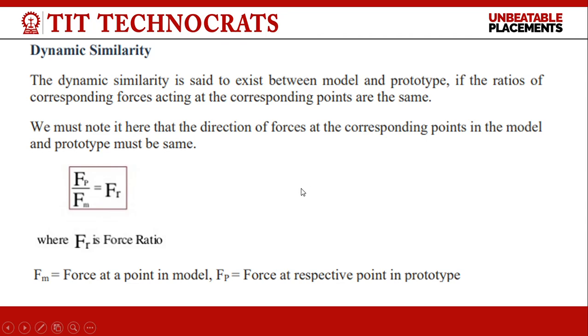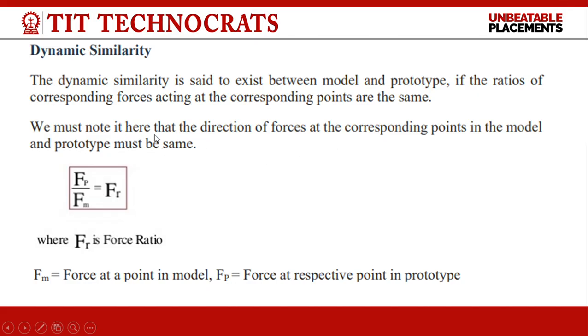Third one is the dynamic similarity. Dynamic similarity is said to exist between model and prototype if the ratio of corresponding forces acting at the corresponding points are the same. So Fp upon Fm is equal to Fr. It is known as force ratio.